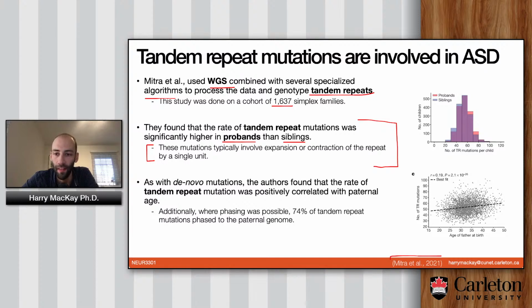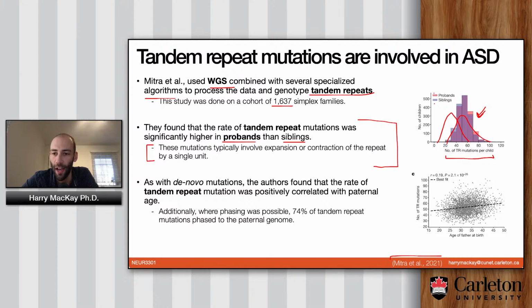So this is a histogram showing the number of tandem repeat mutations per child. The probands are the red bars and the siblings are the blue bars. And this is actually not made very well, but what you can see is that there are more of the probands in the higher number of mutation bins. So if you were to draw these as density plots, you'd see the siblings are here and the probands are here. So there's a shift.